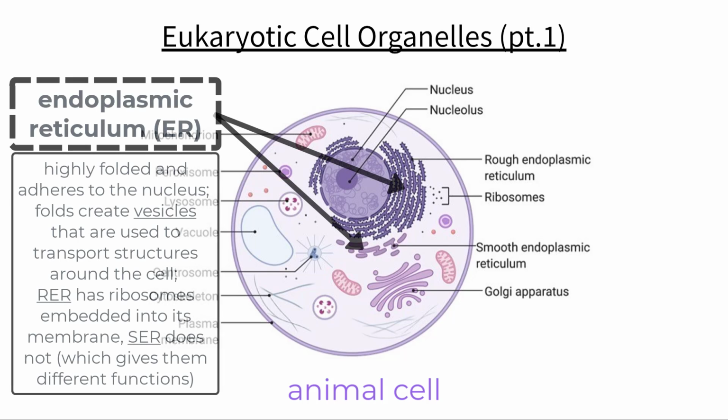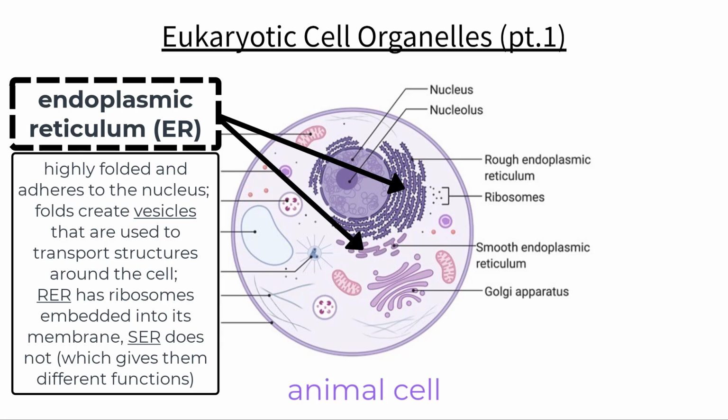Next, we have the endoplasmic reticulum, which is also commonly referred to as the ER. This organelle is highly folded and adheres to the nucleus. The folds within the membrane are used to create structures called vesicles, which are tiny sacs that pinch off of the folded membrane and are used to transport structures around the cell.